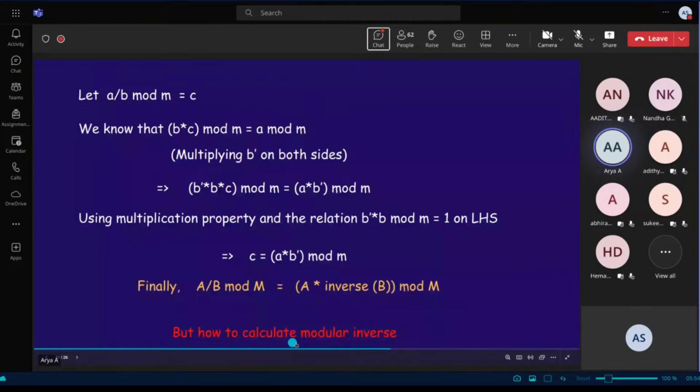But how to calculate this modular inverse? So we have devised the formula for division, but in this equation there is something called inverse B. So we know what it means, but how to calculate the inverse? There are actually several techniques to do this, but here we will be using something known as Fermat's little theorem. So let's move on to that.